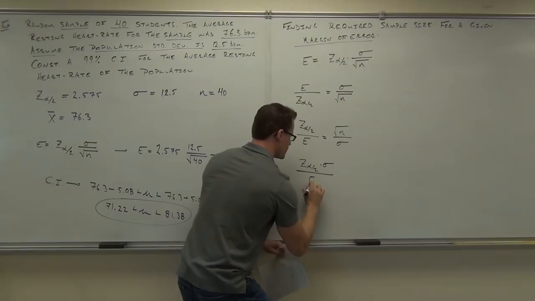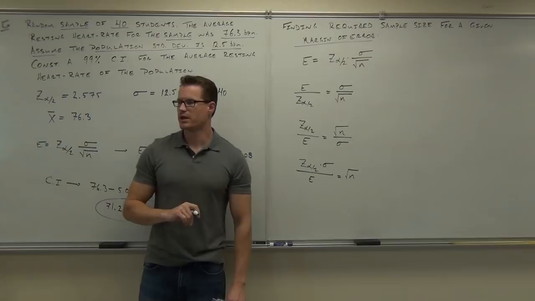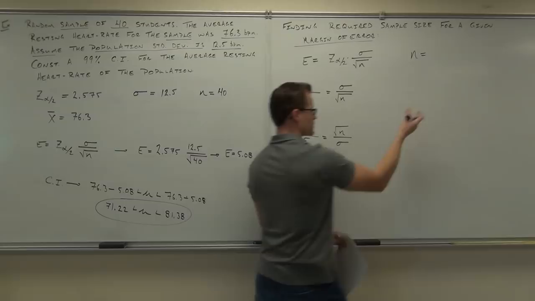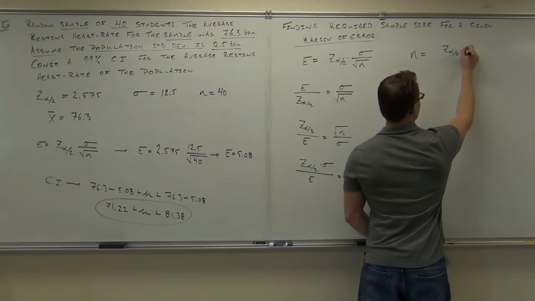Now, the square root of n isn't good enough. How do I get rid of the square root of n? Square both sides, that's going to give me n equals, I'm going to flip sides on you. n equals z alpha over 2 times sigma all over E, squared.